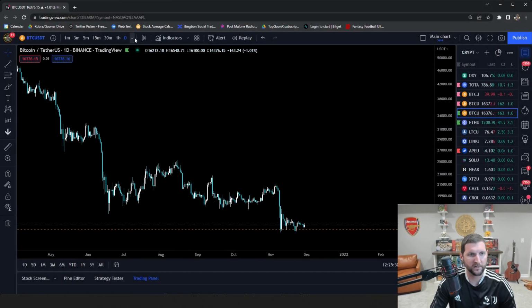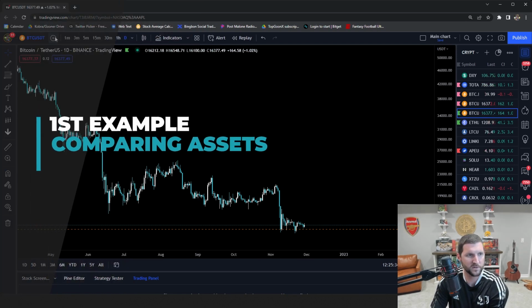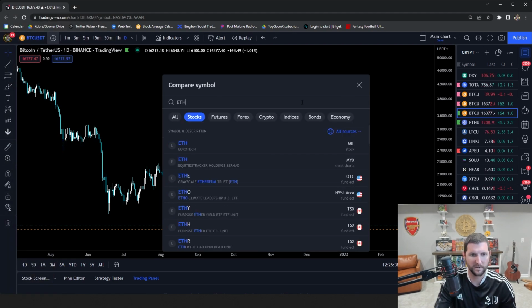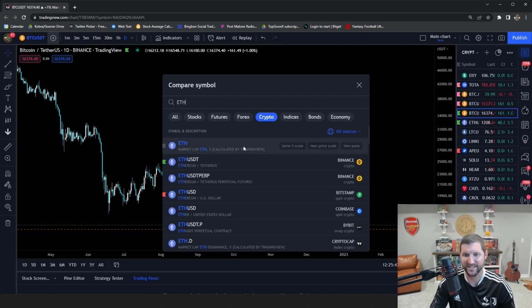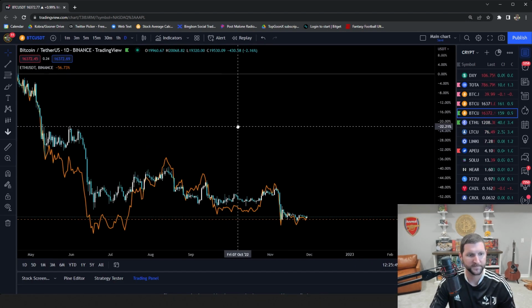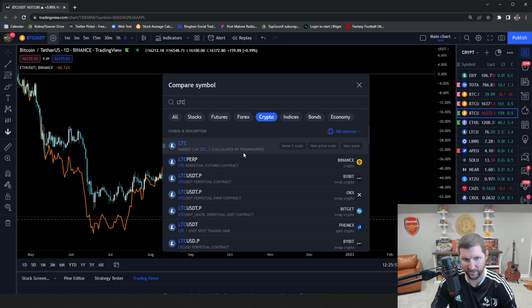Okay, so real quick, let's just throw up a couple assets here with our compare tool and see what we can do. Let's do Ethereum, because a lot of times altcoins will follow Ethereum. So that's a good one to see: if Ethereum is showing strength or weakness, a lot of times the altcoin market will follow. Okay. And we can do Litecoin. Litecoin's been showing a lot of action lately. So let's throw that on here.